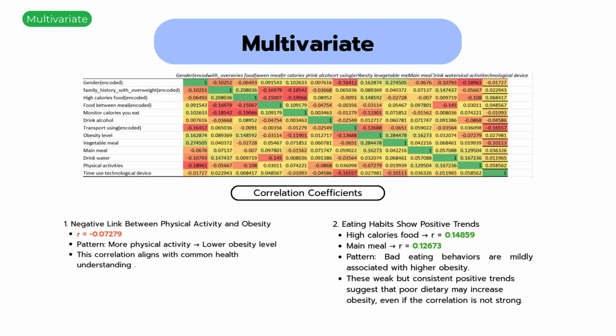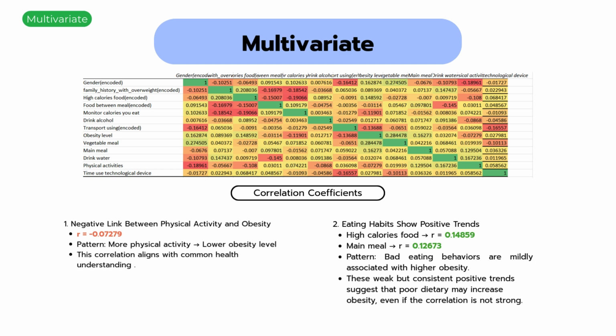The first one that I see is the negative link between physical activity and obesity. R is equal to minus 0.07279. The pattern is that more physical activity means a lower obesity level. These correlations align with common health understanding.